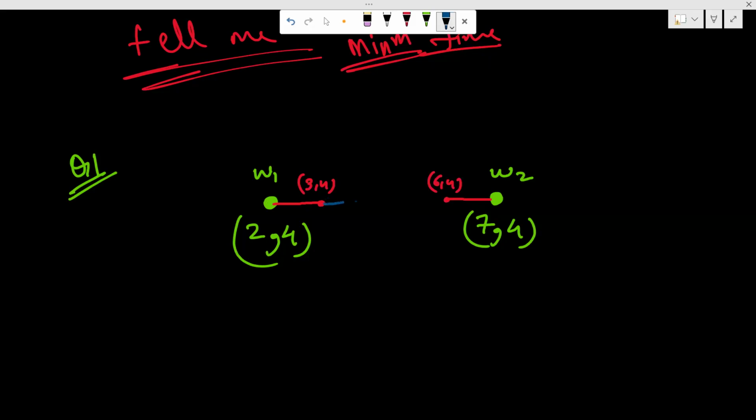In the second second, what will happen? It will go till here, 4, 4, and it will come till here, 5, 4. In the third second, what will happen? It will go over here, and this will come over here, and they will overlap, and hence I can say that in 3 seconds, these two wells will become connected. Does everyone agree with me on this?